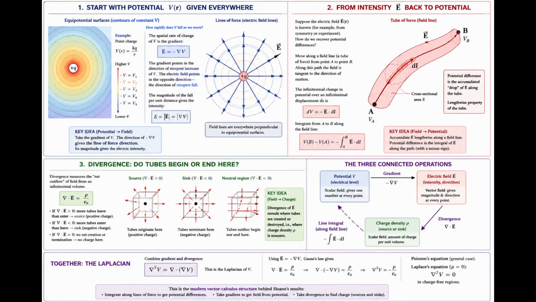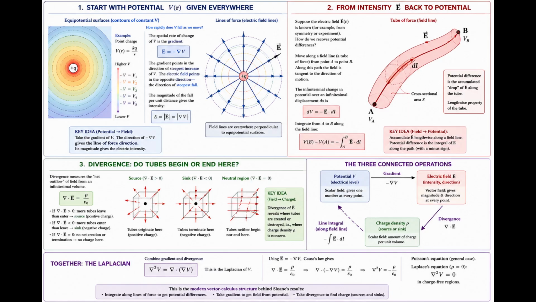And if we reverse the operation, the spatial rate of change of potential gives intensity. That reverse operation is the gradient. So if Jeans gives us potential everywhere in space, we can ask how rapidly the potential falls as we move. The steepest fall determines the direction of the electric line of force. The magnitude of that fall per unit distance determines the electric intensity. If instead Jeans gives us the electric intensity and we travel along the tube, accumulating intensity times distance, we reconstruct the potential difference. That is why your earlier description of this as the lengthwise property of the tubes is useful.